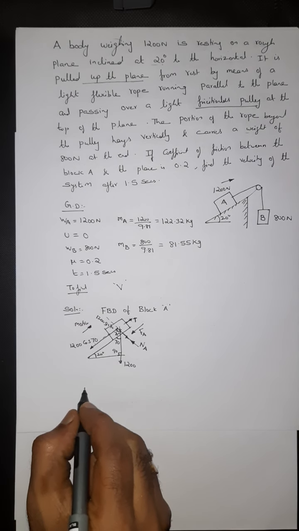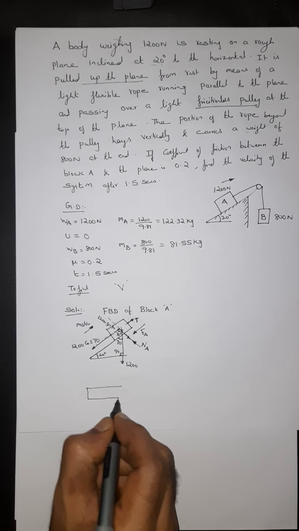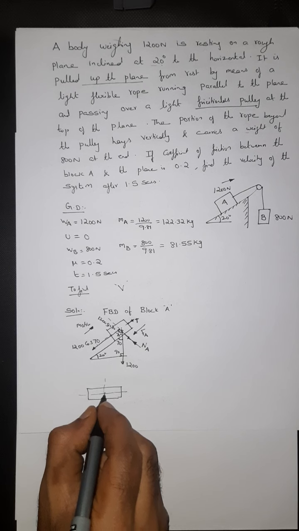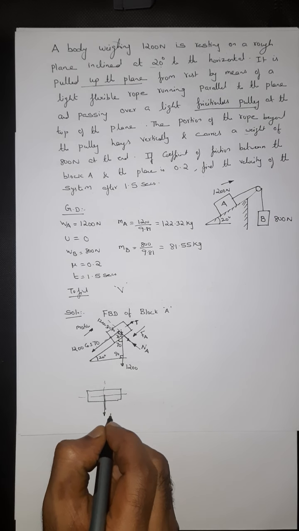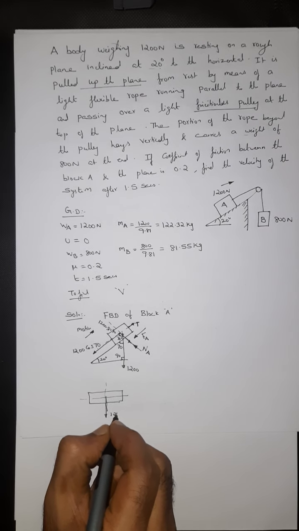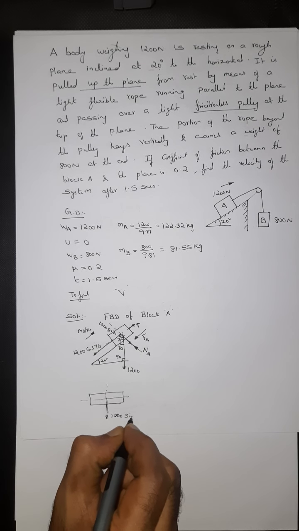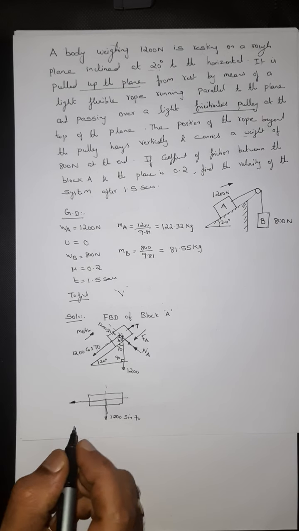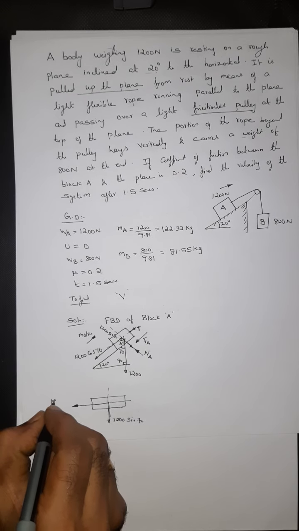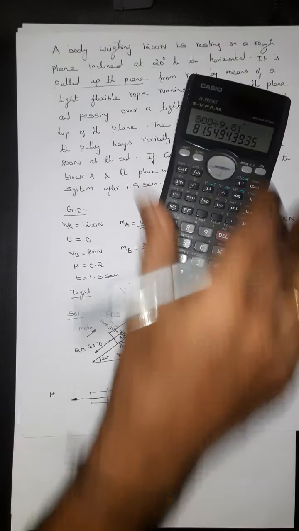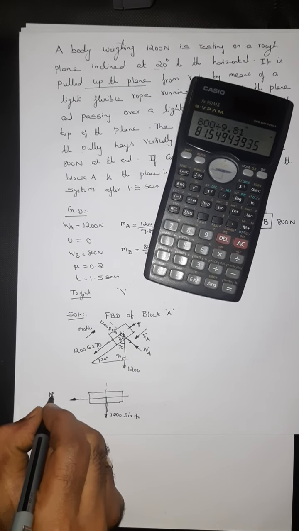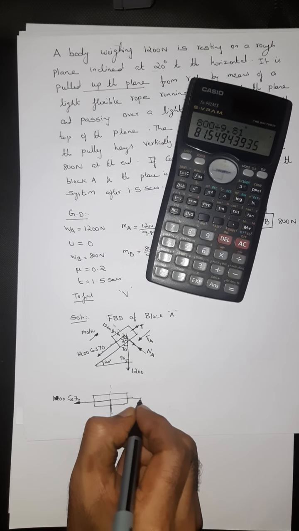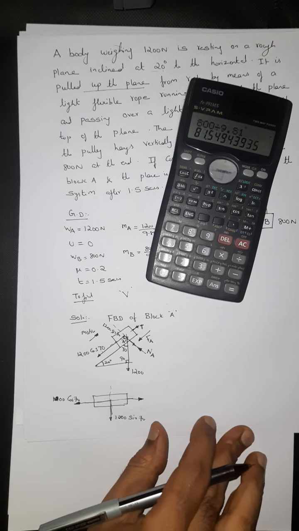In other words, let me just draw a simple diagram. This is the x-axis, this is the y-axis. On the y-axis the magnitude is 1200 sin 70, and on the x-axis the component of the weight is 1200 cos 70.